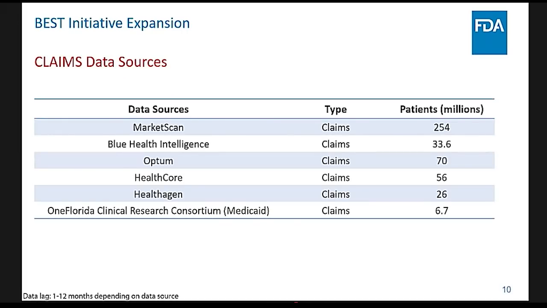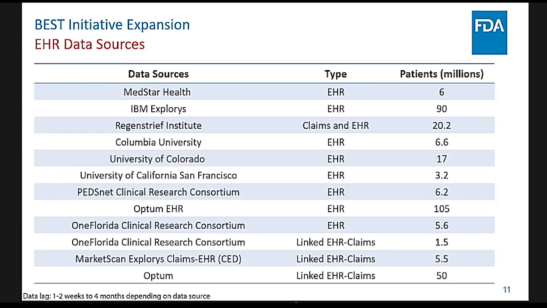Just to give you a flavor for the types of data sources that are in BEST, the claims data sources are listed here, and I just wanted to point to the right column where you see patient numbers represented in millions. So you can see that there are tens of millions of these types of records representing individual patients. And I just wanted to point out that the bottom three or four are really health insurers. Again, they provide tens of millions of patients, such as Optum, HealthCore, and Healthagen.